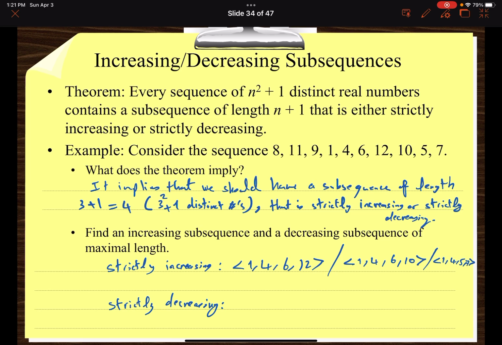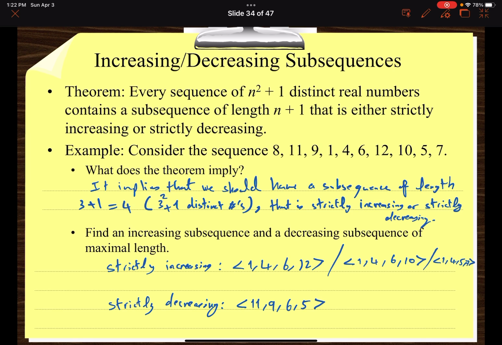Okay, who's going to get me a strictly decreasing subsequence of maximum length? Go ahead. 11, 9, 5, 7. 6, 5. 6, 5, 7 doesn't work, right? So 11 9 6 5. Okay, anybody can give me another one?